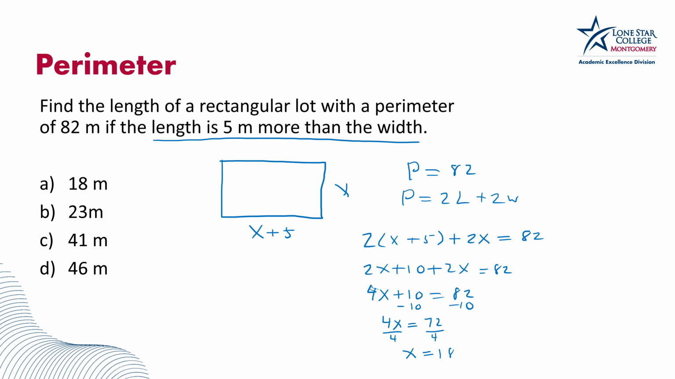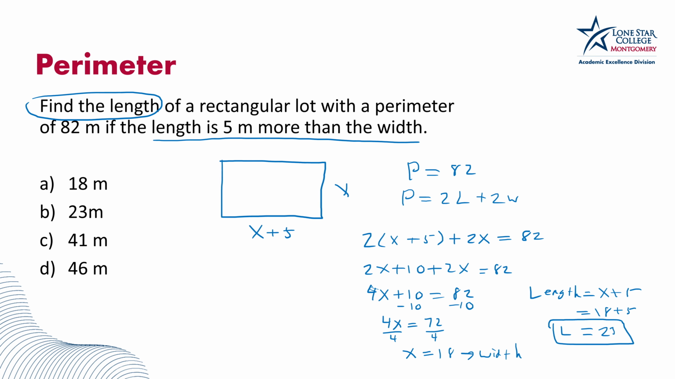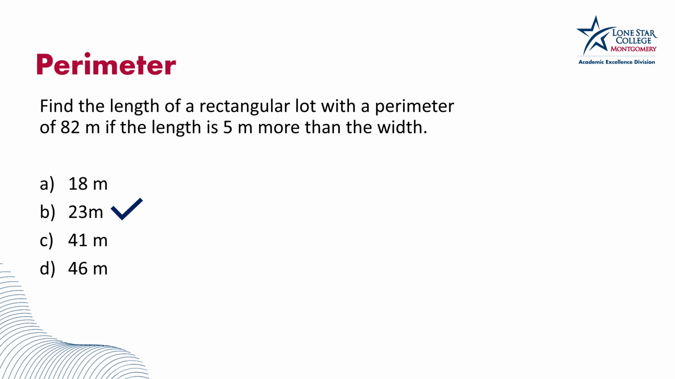However, let's think about what this x represents in our question. According to our diagram, our x is just our width, but the question is asking us to find the length. So this is our width here. To find the length, we know it's x plus 5, so that has to be 18 plus 5, which gives us 23. That is the actual length of the rectangular lot, which gives us the answer choice B.